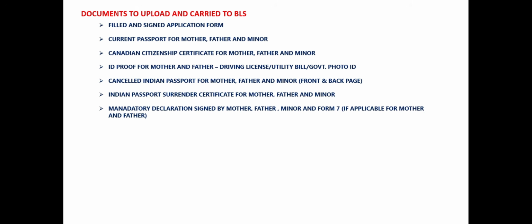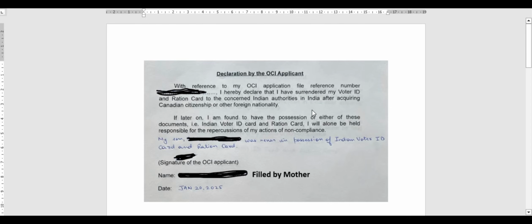I'll share the link of a video to fill the Form 7, and let me show you the mandatory declaration to be signed by mother, father, and minor. This is how the mandatory declaration looks like. The application number will be given for the minor application number, and you'll also add one line.